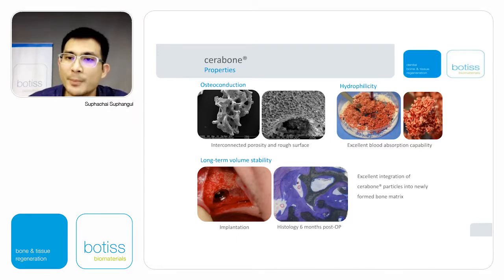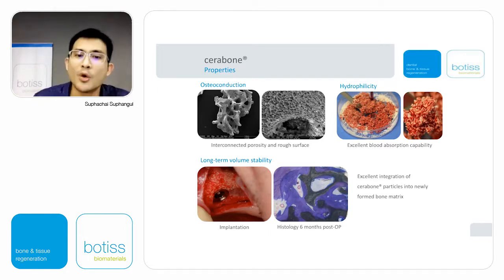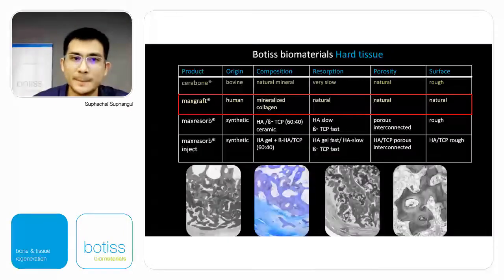When you mix it with blood, you can see it absorbs the blood very well. That is a very, very crucial property for a bone graft material, because if the blood can go in, that means the bone can grow in where the blood vessels go, such as in this histology also.